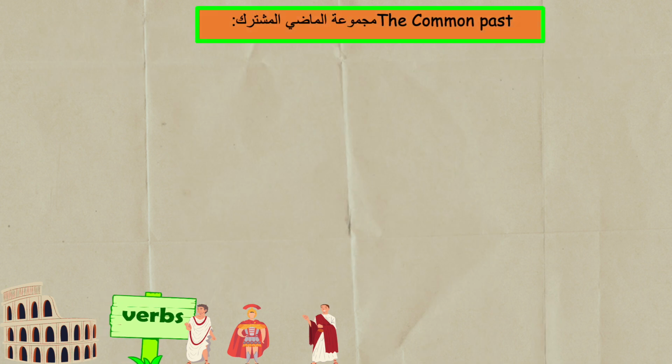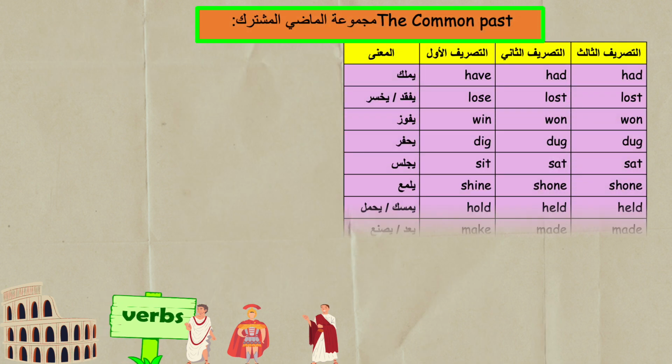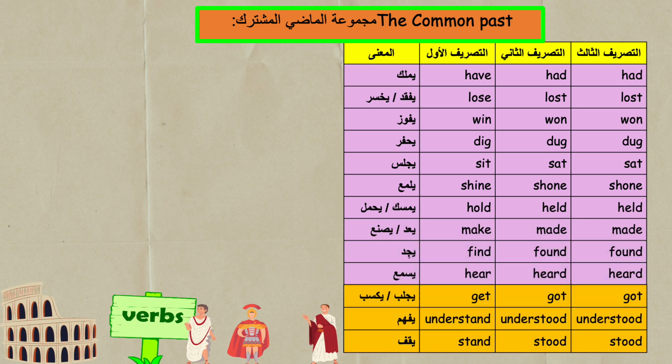Group 2. Irregular verbs which have the same spelling in the simple past form and the past participle form. The same spelling in the simple past and the past participle form.